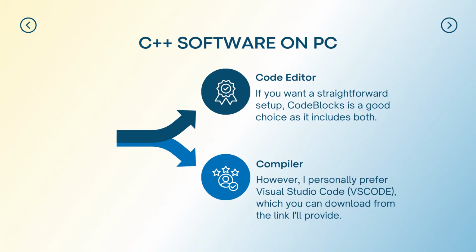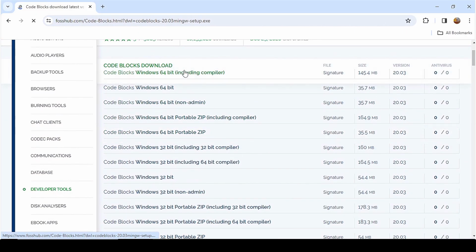To get started with C++, you'll need two things, a compiler and a code editor. If you want a straightforward setup, CodeBlocks is a good choice because it includes both. Simply download it using the link in the description down below.